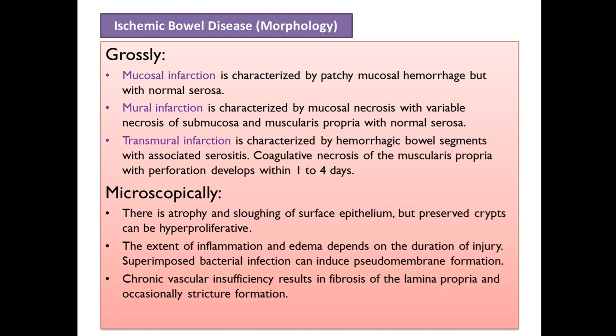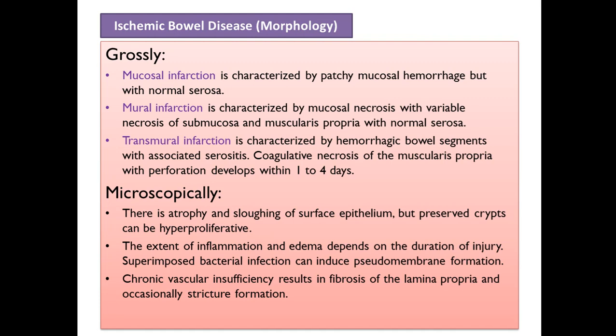Microscopically, as I said, the cells at the tip of the villi are more susceptible to ischemic cell death, so there will be atrophy and sloughing of the surface epithelium. But the crypts which are well perfused may be normal and sometimes hyperproliferative.